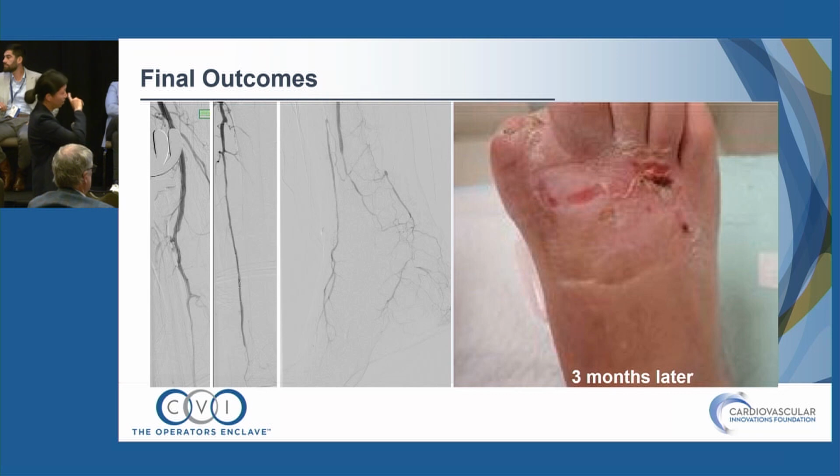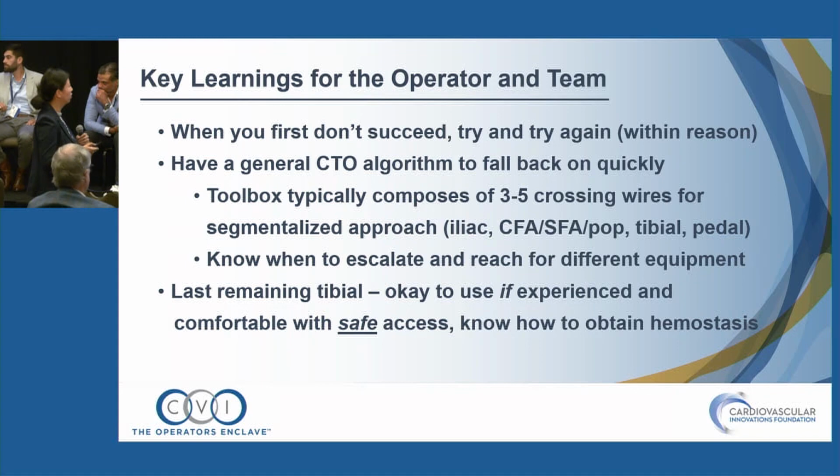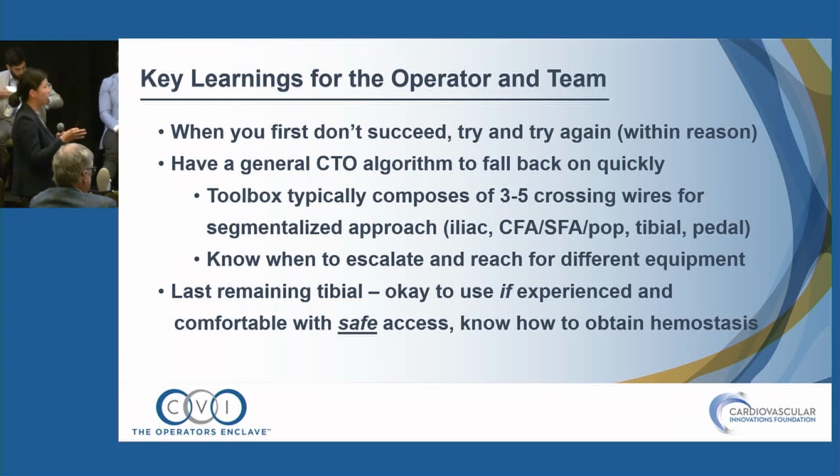Cool. So we rebuilt that 3 months later. He's all healed up. He did have osteomyelitis of the first digit, so that did undergo an amputation of the digit. So key learnings: when you first don't succeed, try again within reason. Have a general CTO algorithm to fall back on quickly. My team knows there are usually a few wires that I ask for, and have a segmentalized approach to your iliac, CFA, SFA, POP, tibial, and pedal CTOs. Know when to escalate and know when to reach for different equipment. And last remaining tibial, it's okay to use if you're experienced and comfortable with safe access, but really knowing how to obtain hemostasis is important.